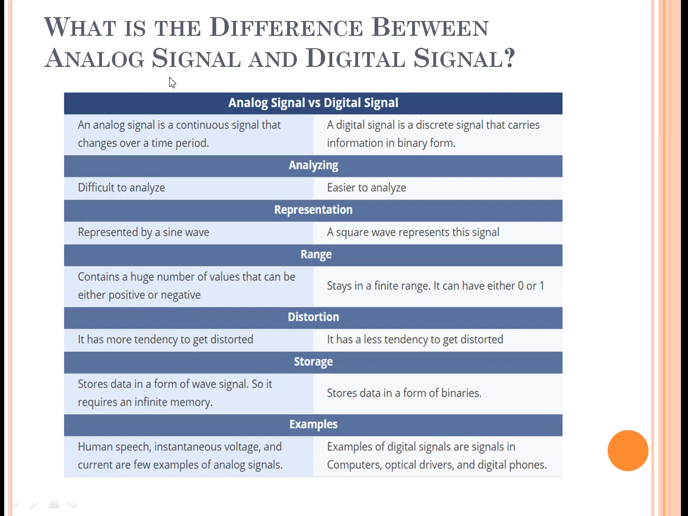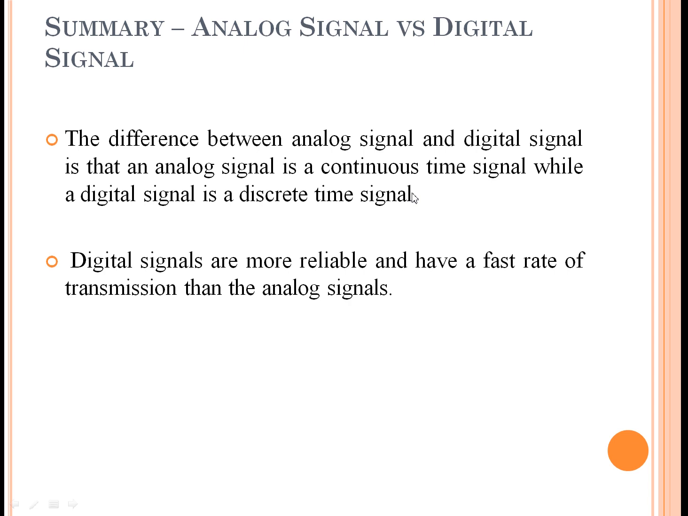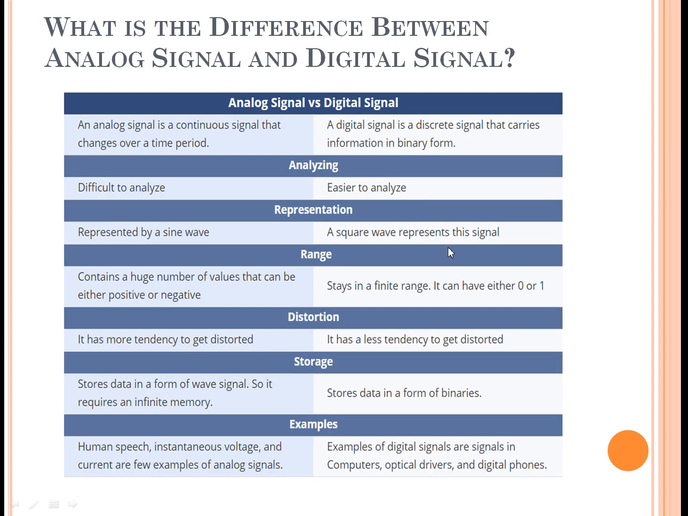Next, what is the difference between analog signal and digital signal? An analog signal is a continuous signal that changes over a time period, and a digital signal is a discrete signal that carries information in the form of binary. An analog signal is difficult to analyze because it has more values and it is a continuous signal. A digital signal is easier to analyze because it has only two values, either 0 or 1. And an analog signal is represented by a sine wave and a digital signal is represented by using a square wave.